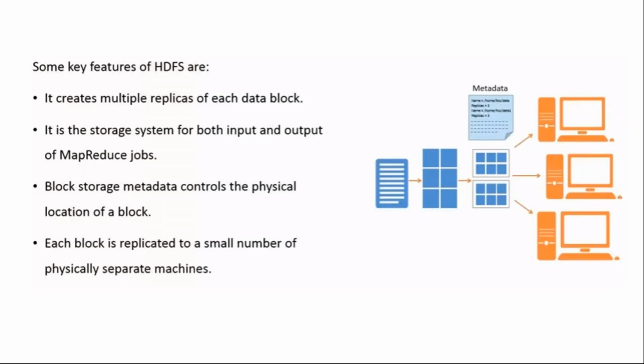These are some key features of HDFS. We have covered most of them. It creates multiple replicas of each data block. So it is going to take a data set, say of 1 terabyte, divide it into multiple blocks, and each block will be replicated 3 times by default. With this, data loss would be minimized, and for MapReduce jobs, we're going to come across this when we get to MapReduce, so don't worry about it.